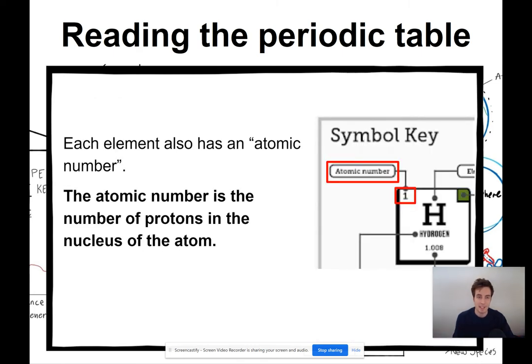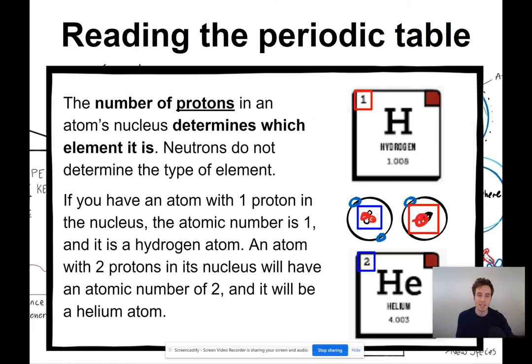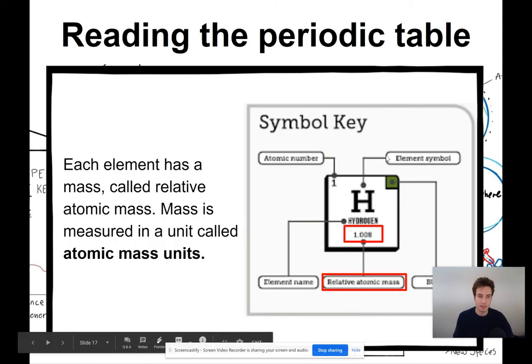Many elements have Latin roots, and some have different symbols than their new name might have. Also, each element has an atomic number. The atomic number is the number of protons in the nucleus of an atom. The number of protons in an atom's nucleus determines which element it is. Neutrons do not determine the element type. So it works like this. If you have an atom and you look at its nucleus, it has one proton in the nucleus. The atomic number is 1, and it is always a hydrogen atom. An atom with 2 protons in its nucleus will have an atomic number of 2, and it will be a helium atom. So here you can see that there's a diagram for each of these.